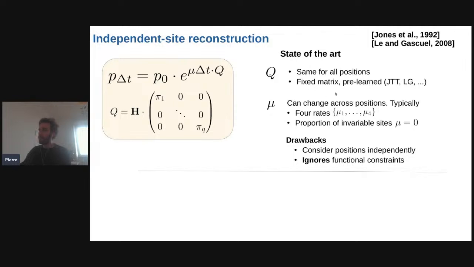An important thing here is that you completely ignore functional constraints that come from interaction between positions, because by design, you consider everything independently. So every position, in the long term, if you let this evolutionary model evolve, will converge to the same distribution. Okay, it might take more time for some than others, but they will all converge to the same amino acid distribution.